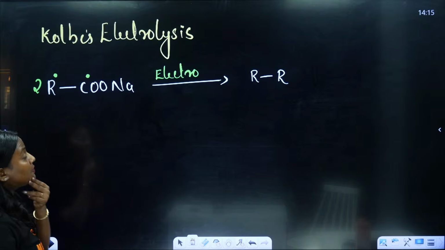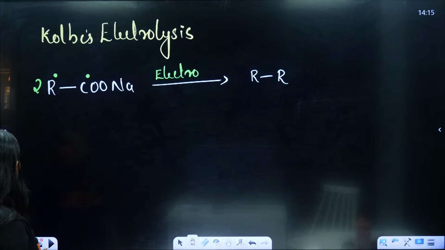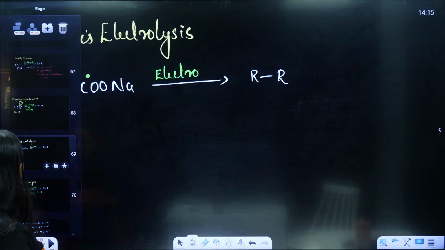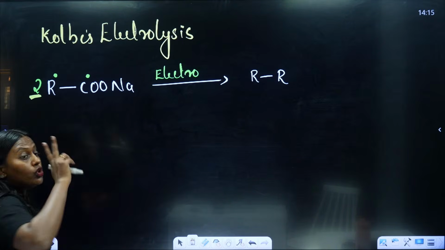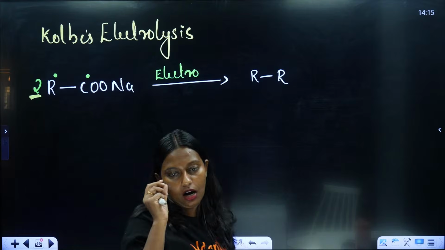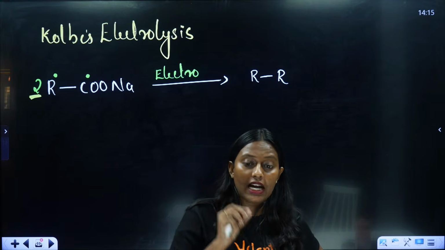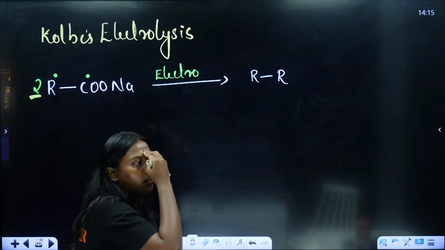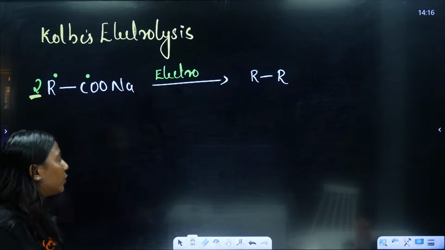Next, Kolbe's electrolysis. What does Kolbe's electrolysis mean? It's also a very simple reaction, and also a very important reaction. Here also you should take two sodium salts of carboxylic acid, say acetic acid. Sodium salt of carboxylic acid, here you can see.